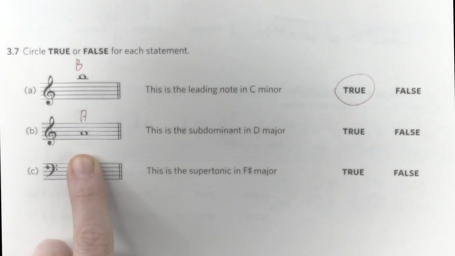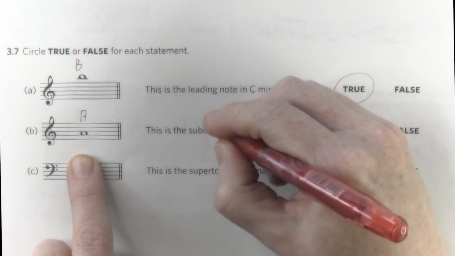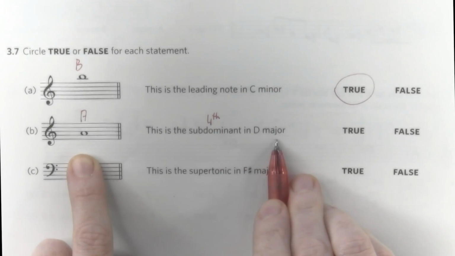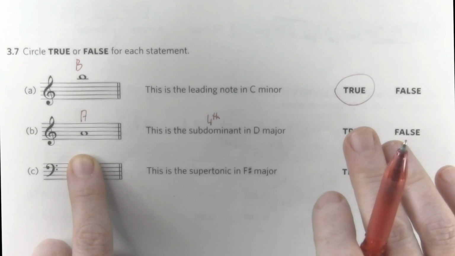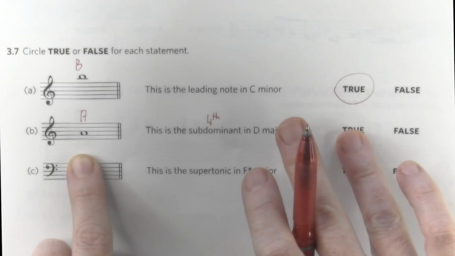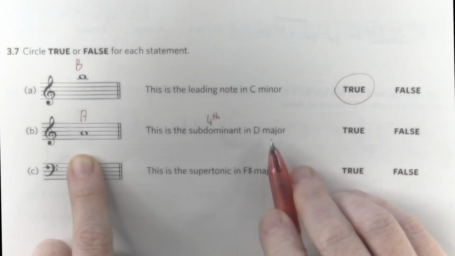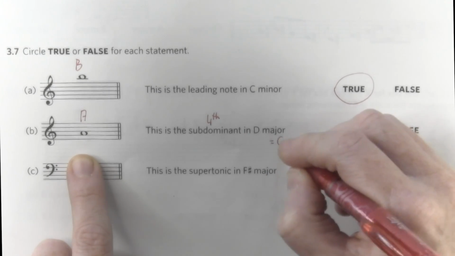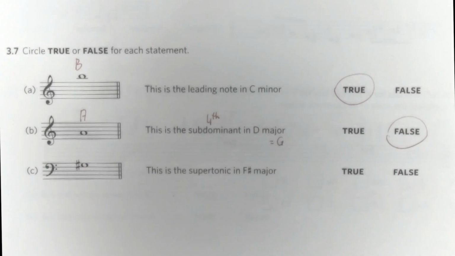This La should be the subdominant, so the fourth degree of D major. Re, Mi, Fa, Sol. The subdominant is Sol, G. So this is incorrect, false.